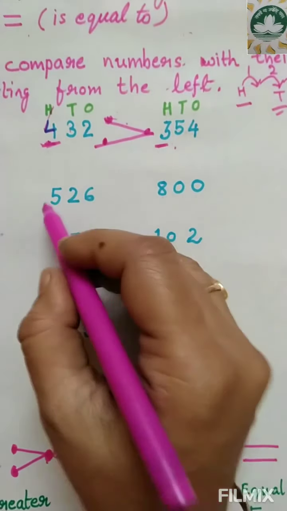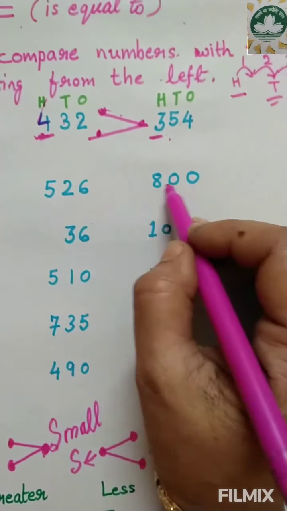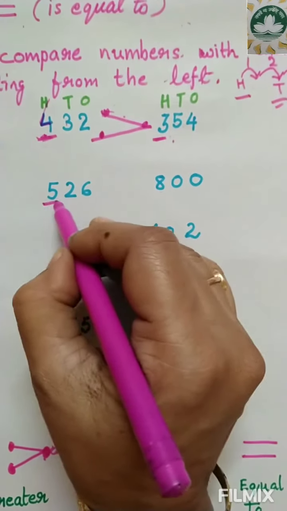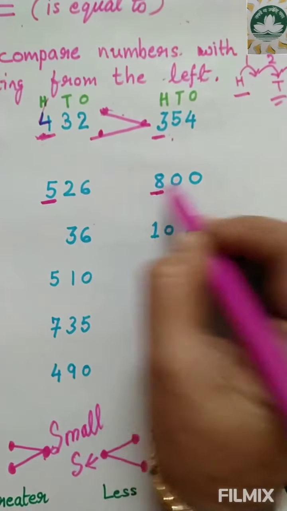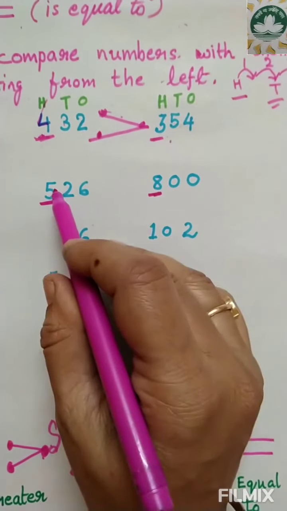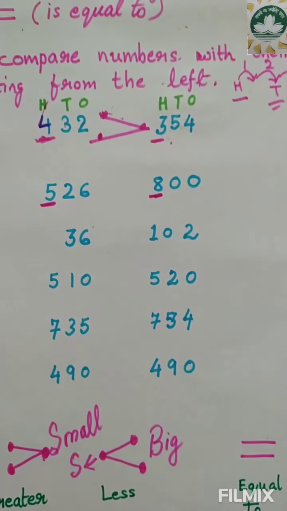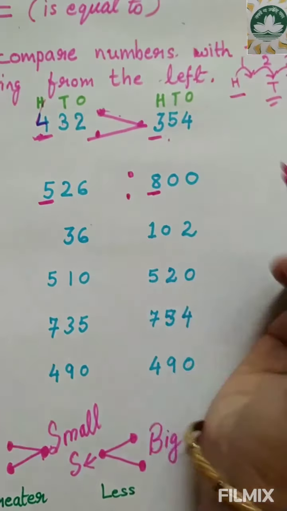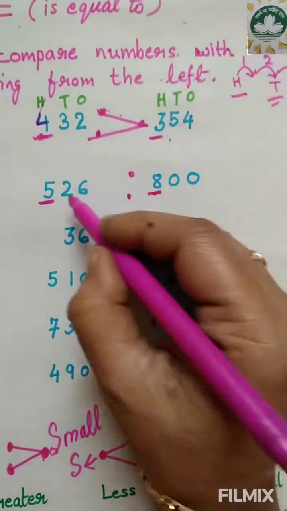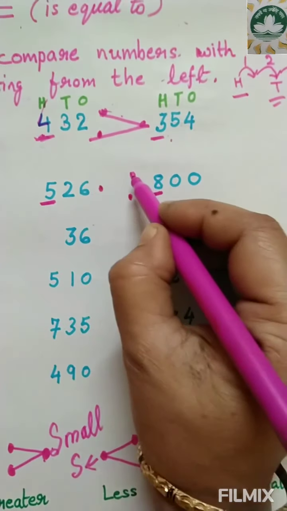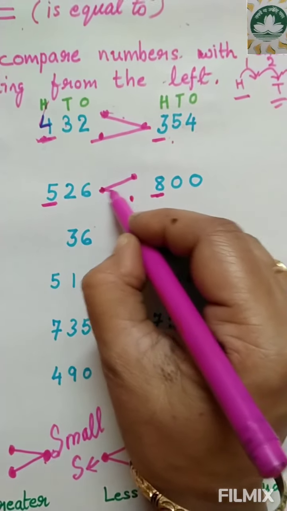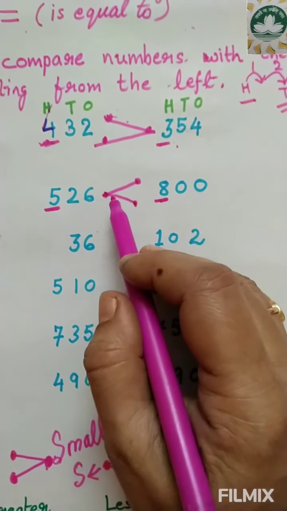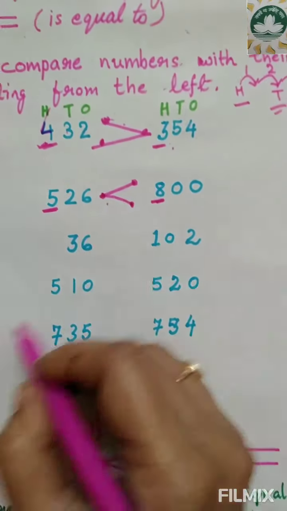Come to the next number, 526 and 800. There are two numbers. So we'll again compare the first place number, that is hundreds place number. So here 5 is greater or 8 is greater? Which is big? 8 is big. So we'll first put 2 dots. The big number gets 2 dots and the small number gets 1 dot, and then we join the dots. So 526 is less than 800.